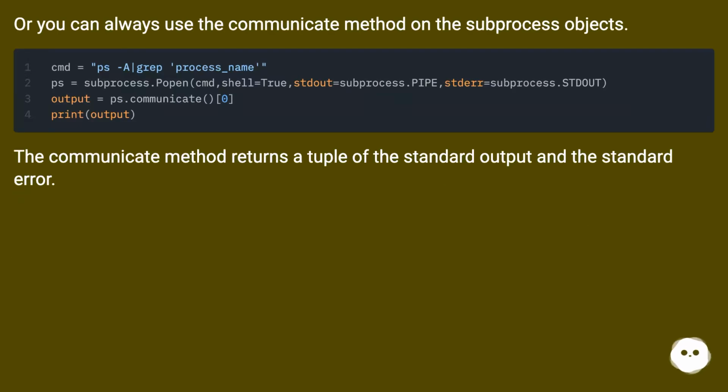Or you can always use the communicate method on the subprocess objects. The communicate method returns a tuple of the standard output and the standard error.